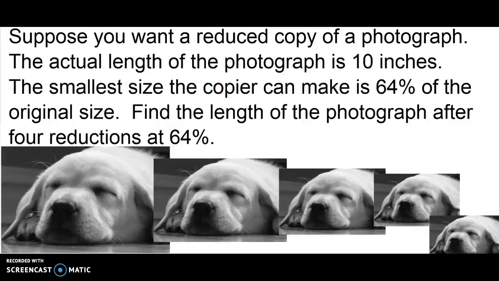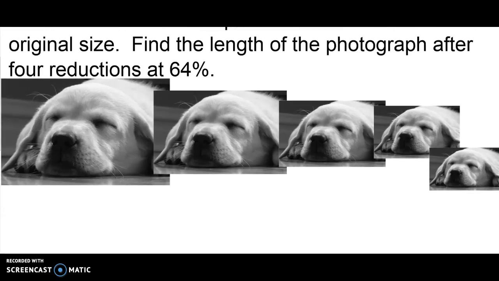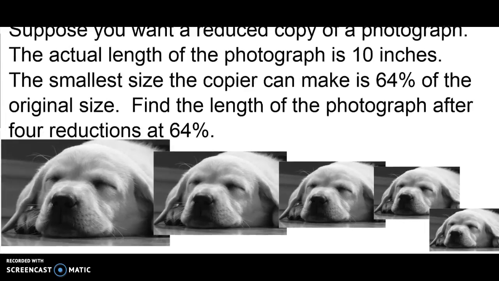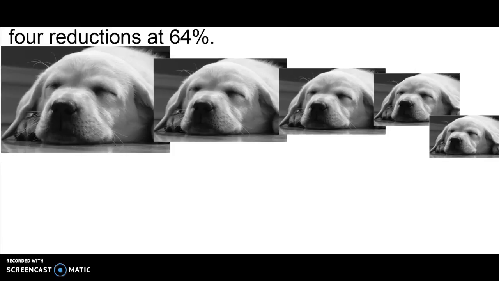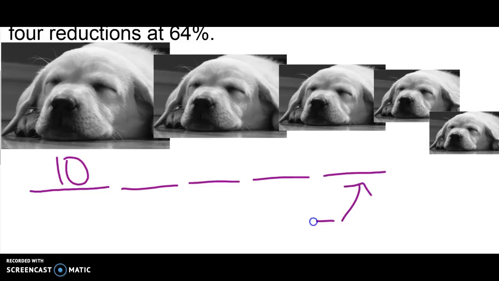All right, there's your formula again. Suppose you want to reduce a copy of a photograph. The actual length of the photograph is 10 inches. The smallest size of the copy it can make is 64% of the original. Find the length of the photograph after 4 reductions. Now let's think about this. Your first one is going to be 10 inches long. You have 4 more reductions, so you're actually looking for the 5th one.